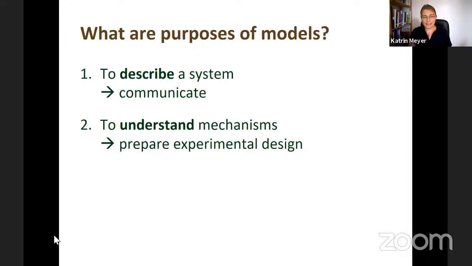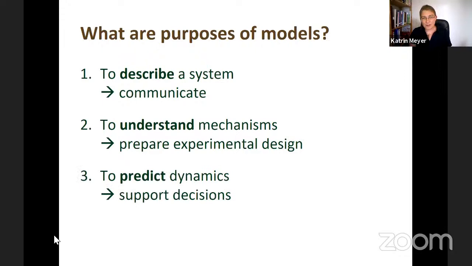And this is probably the most common purpose of models in science, at least in my experience. So not really describing the system, but more commonly wanting to understand the mechanisms. What are the interactions, which factors matter. And these can then be used to prepare experimental designs for real experiments, experiments in reality. And the third main category of purposes is prediction, so to predict some dynamics of your system.